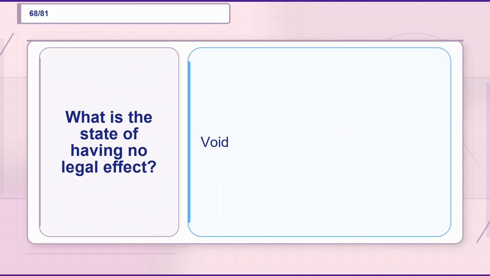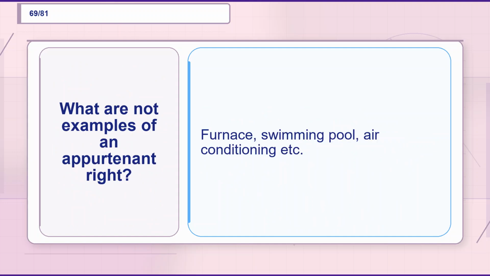Flashcard 68. Term: what is the state of having no legal effect? Definition: void. Flashcard 69. Term: what are not examples of an appurtenant right? Definition: furnace, swimming pool, air conditioning, etc.